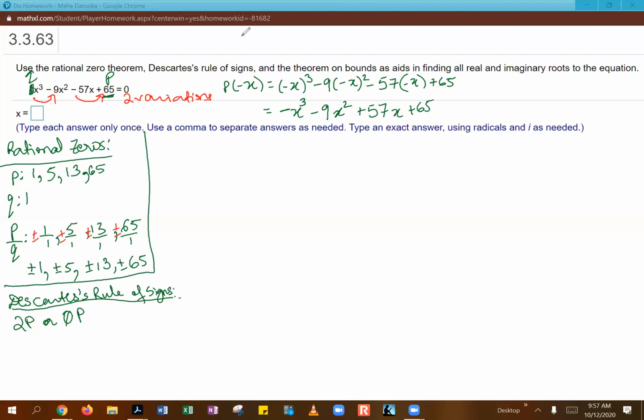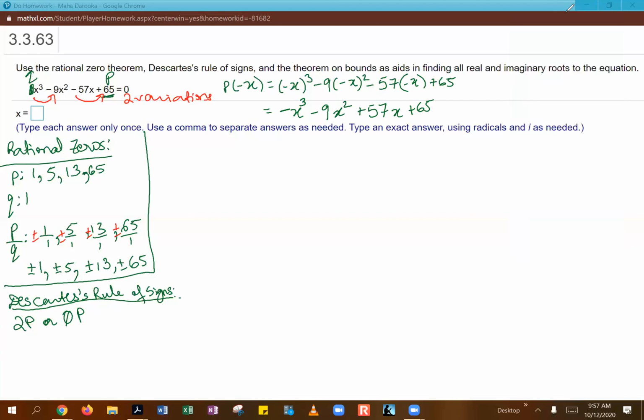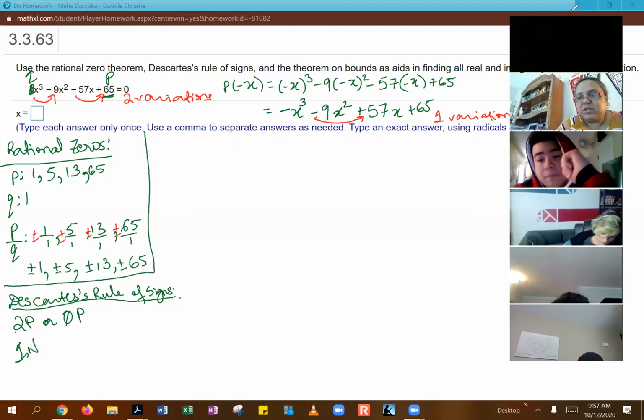Okay, so now you will see we are going from negative to negative, so no change. Then we go from negative to positive, so that's one variation. And then again, we are going from positive to positive, so no variation. So this guy only has one variation. And again, 1 is a good number. We like 1 because that means we will have exactly one negative solution.